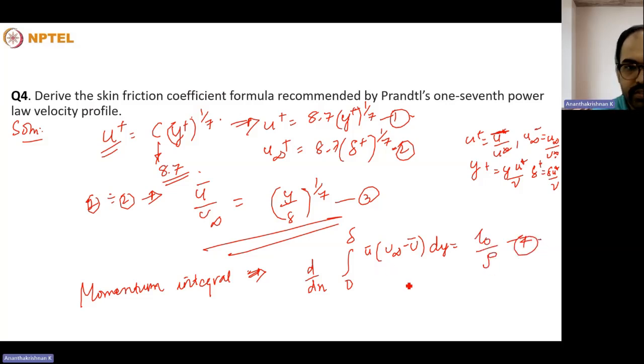So we need to substitute this u bar based on the velocity profile. Substituting equation 3 in equation 4, we can write everything in the form of this equation. We can just take the u infinity term outside.